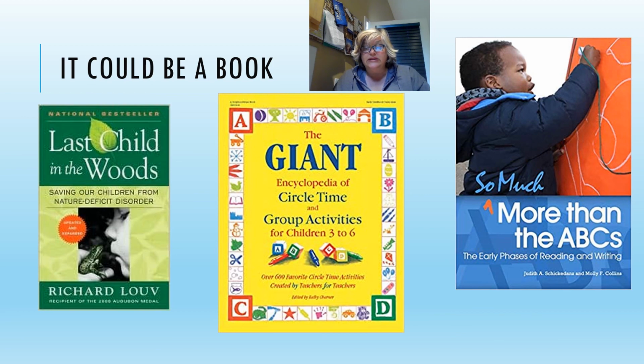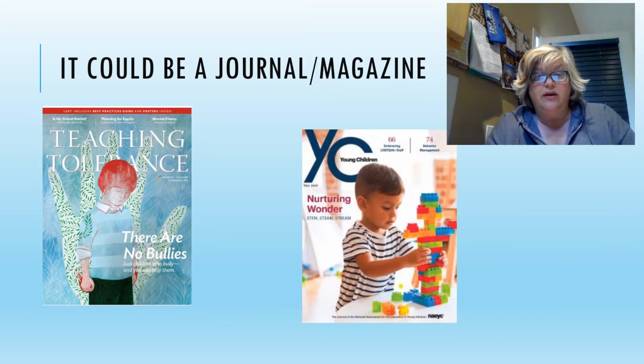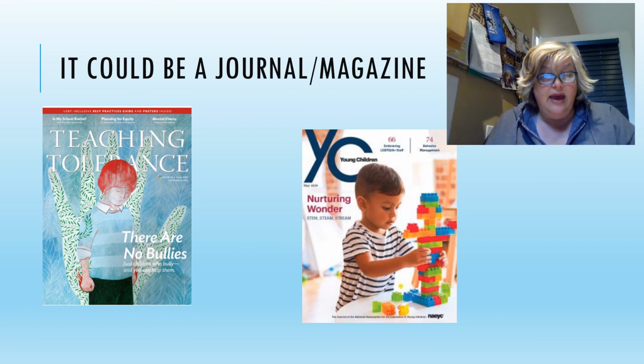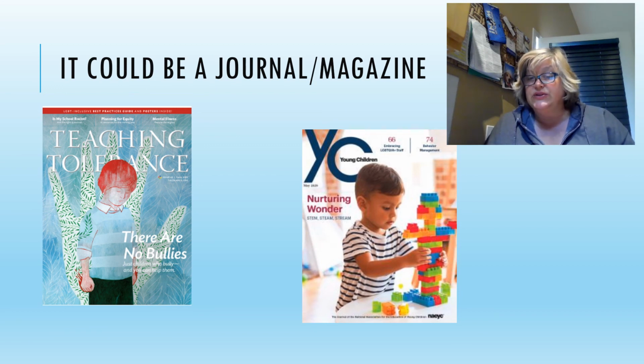So again, it could be an organization, it could be a website, it could be a book. It could also be a journal or a magazine. I put two examples here. Teaching Tolerance has a quarterly journal that gets mailed to you, and they also have all of the articles available online. A recent one of theirs was, There Are No Bullies, Just Children Who Bully, and You Can Help Them. All of the articles were related to the issue of bullying and working with children to create a safe environment in your center or your school.